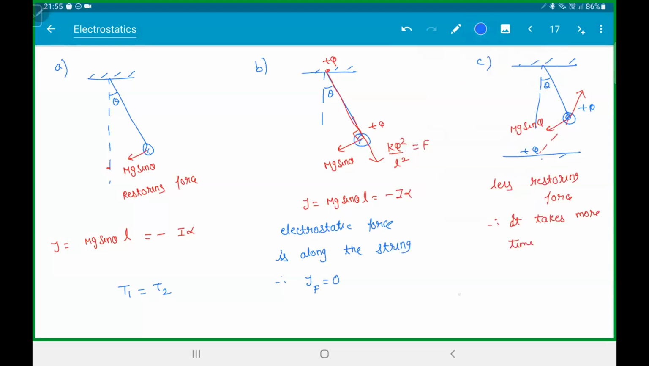So what is the answer? T3 is greater than T1 equal to T2. Is that clear, everyone? Please ask me if you're confused. The second, A and B, they're exactly the same. It just gives you the illusion that plus Q is repelling so it will move faster. It is repelling, agreed, but the force is along the string. That will not create a tangential motion anyway. Is that clear, everyone? It's a good one. All clear with this?